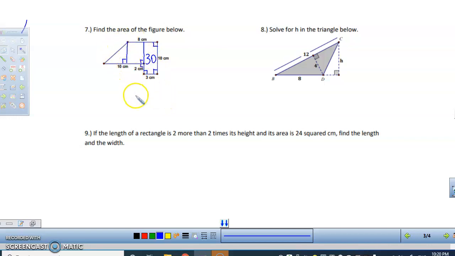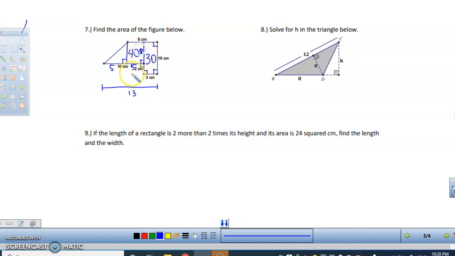These other guys, you kind of have to figure out their sides. So I see a 2 here and a 10 there. So this height should be 8. And then on the bottom length, this is 10 and this is 3. So you can kind of think of this whole thing as 13. So that means if I take away the 8, this is 5. And then 10 minus 5, this is also a 5. All right, so that middle rectangle is going to be 40 centimeters squared.